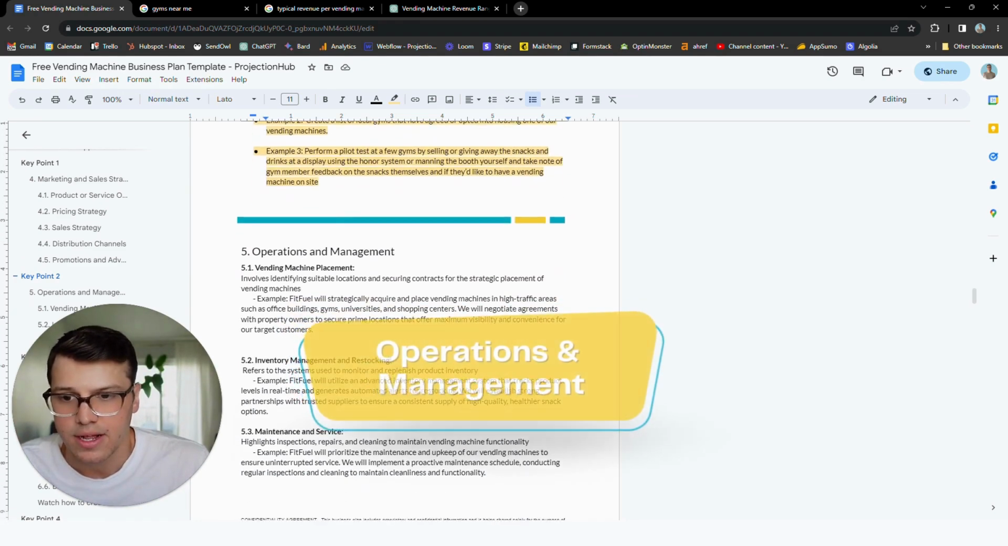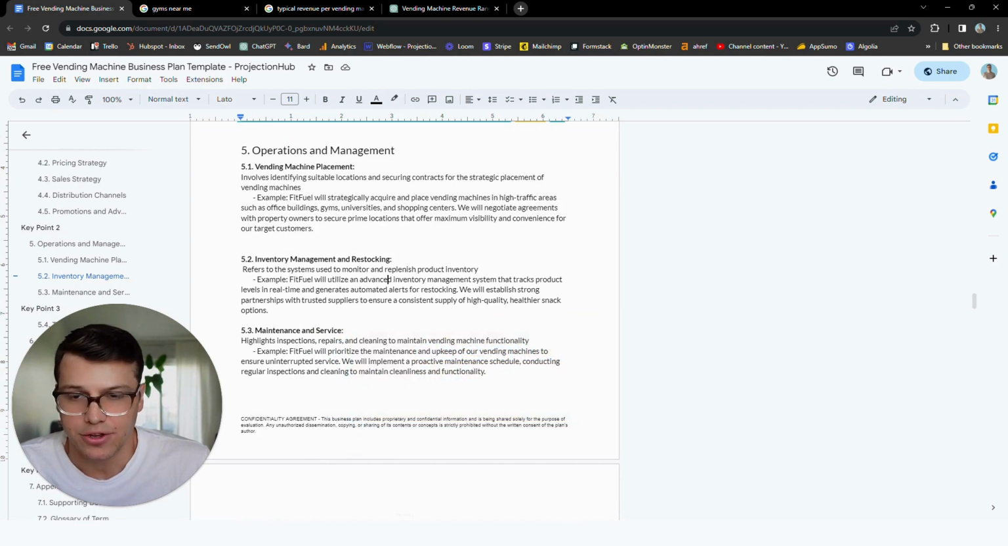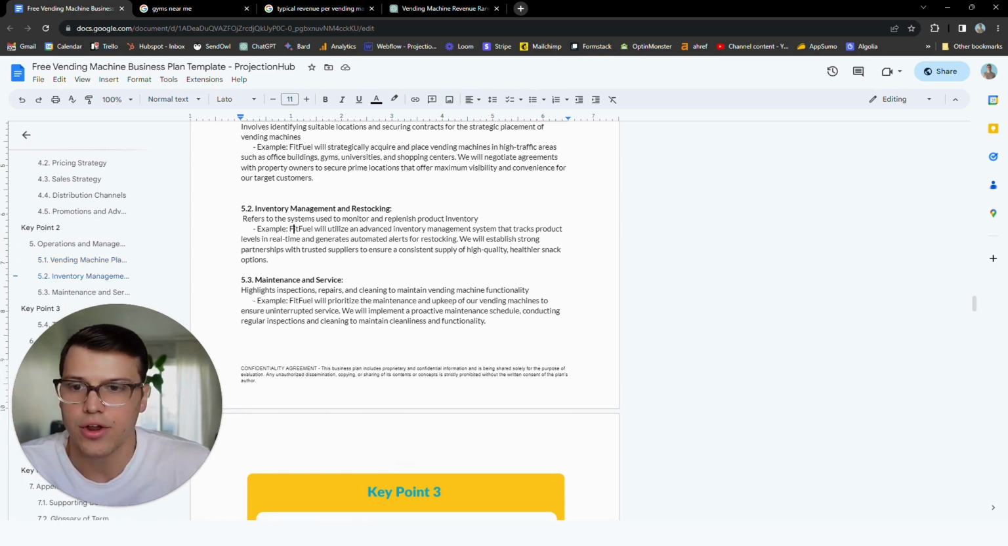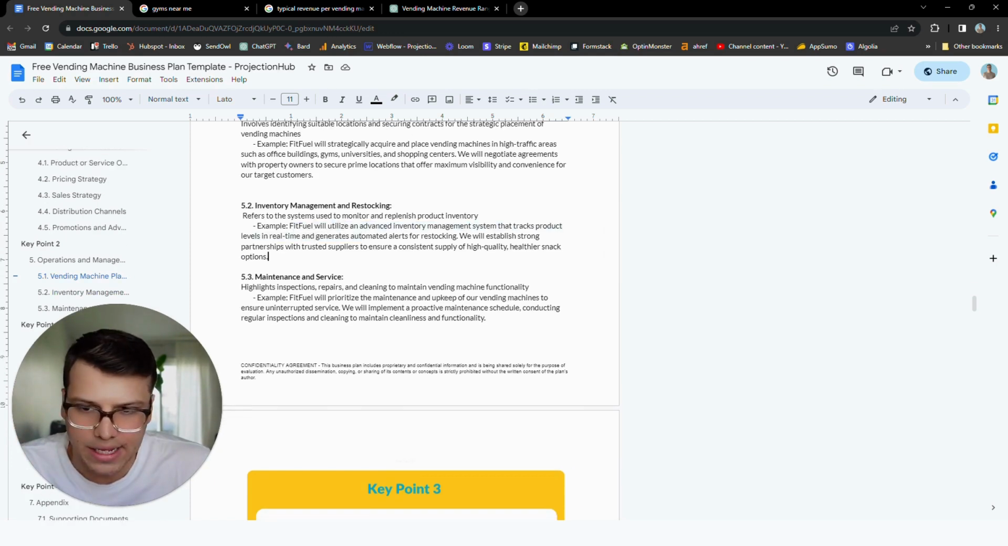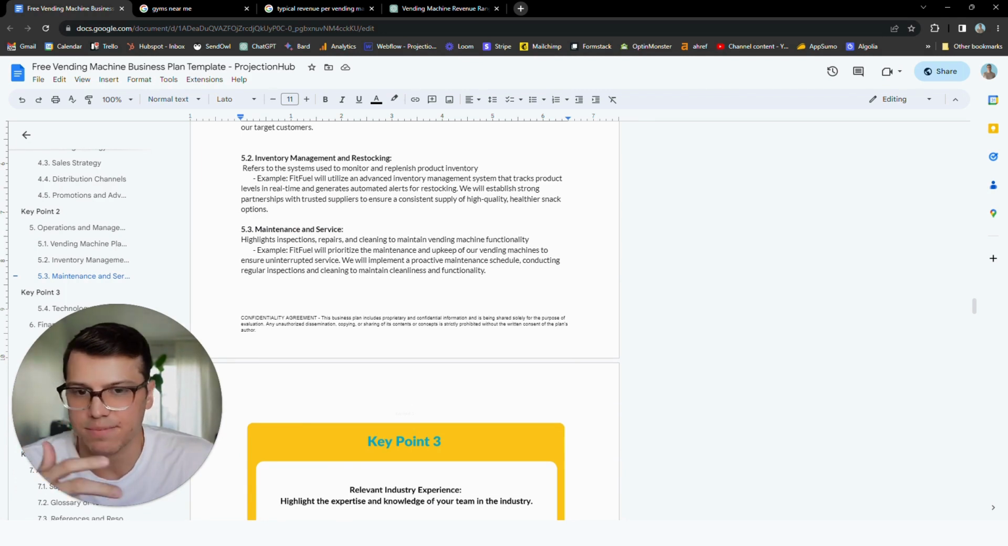Okay, moving on. Operations and management. Again, you'll be able to see what this contains, the actual logistics of the business. Where are you going to put your vending machines? How are you going to handle managing and restocking those and maintaining them and servicing them? Are you going to have a person on the team that does that? Are you going to outsource that? Are you going to do it yourself?